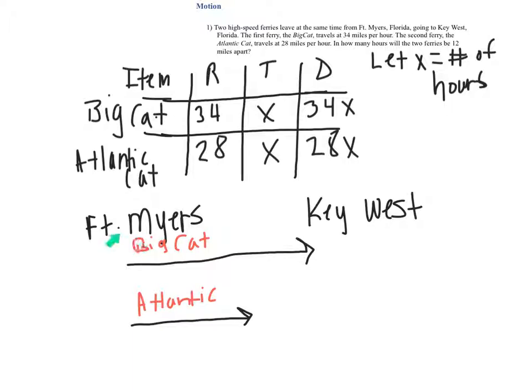So here's a basic diagram. They are both leaving Fort Myers, heading towards Key West. The Big Cat is traveling faster, so it's a little farther ahead. Atlantic Cat is slower, but they're both heading in the direction of Key West. A key part of this diagram now is they want to know when will the ferries be 12 miles apart. So the Big Cat basically is ahead of Atlantic Cat by 12 miles, so they're 12 miles apart.